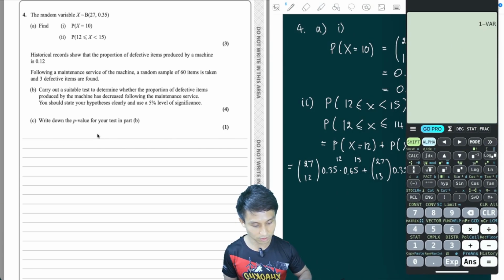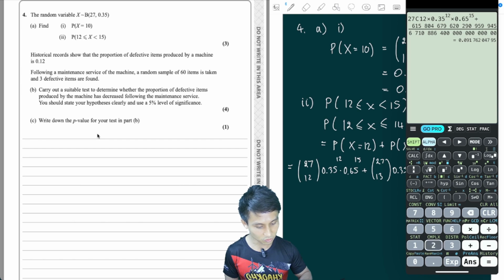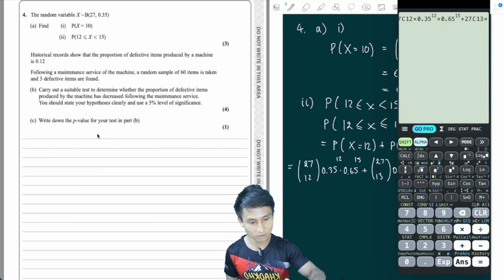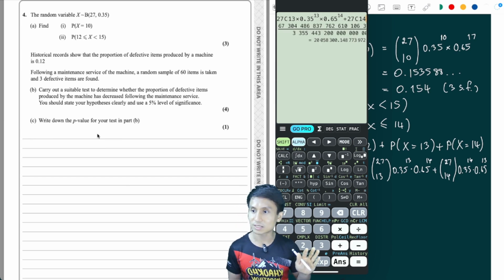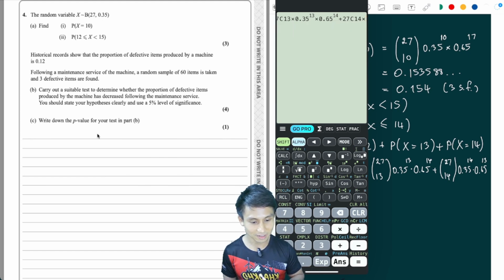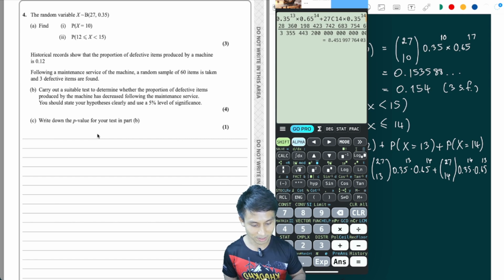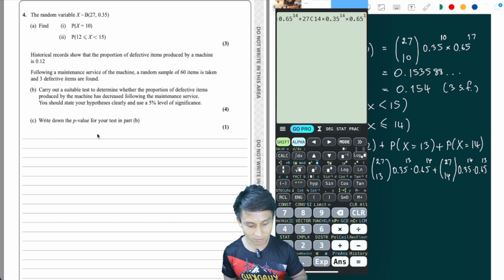So just going to do 27C12 times 0.35 to the power of 12 times 0.65 to the power of 15, plus, that's the first term, 27C13 times 0.35 to the power of 13 times 0.65 to the power of 14, plus 27C14. We gotta really be careful about pressing the calculator here, guys, because I'm sure you have made a mistake in the calculator before. I mean, pressing the wrong thing, not checking what you did press. That happens. So we gotta be careful. 0.65 to the power of 13.